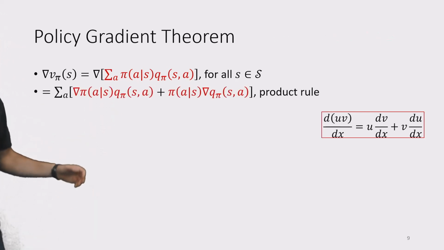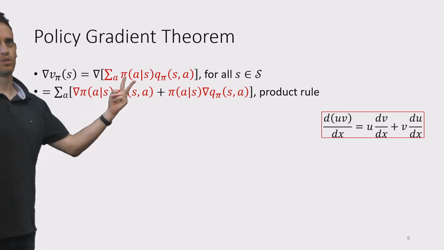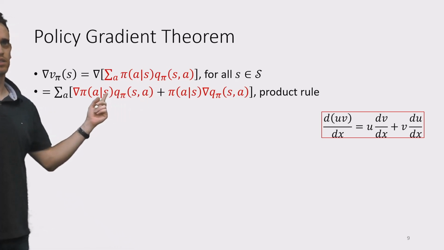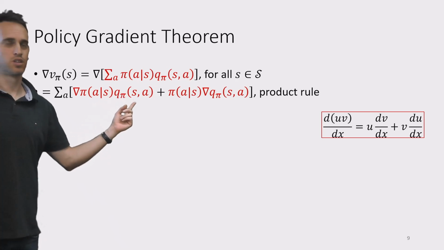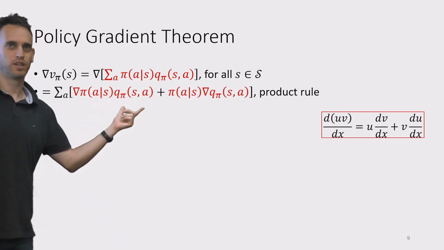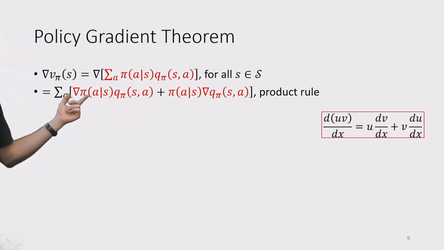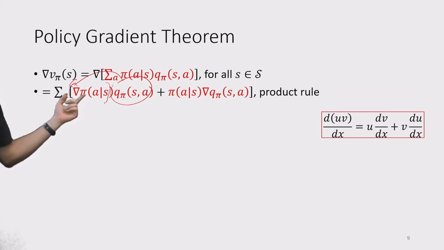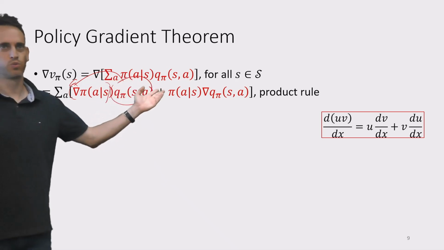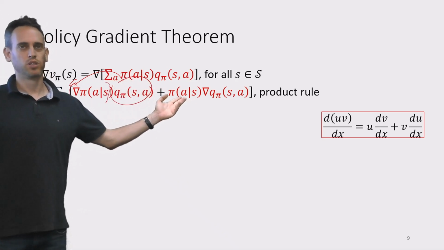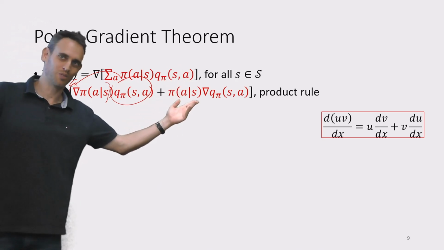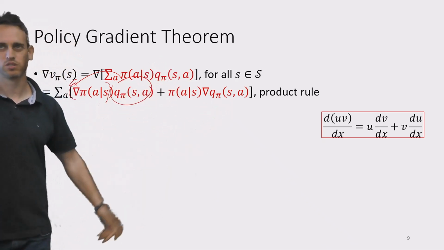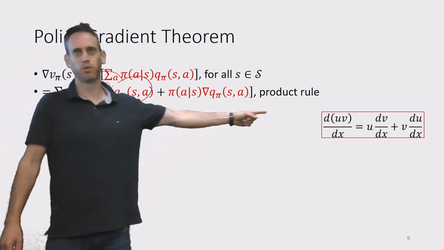Moving on, we're using the product rule to break this gradient into two terms. One would be the gradient in the policy times the Q value. Actually, I should take this Q and put it outside the gradient, so the gradient does not apply on the Q. The gradient is only with respect to the policy, something that we do know about. This is multiplied by the policy outside of the gradient, multiplied by the gradient of the Q value. This is just a product rule where we break down the two functions. Product rule, by the way, if you don't remember it, is defined here.